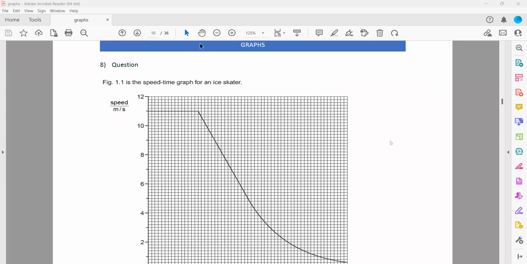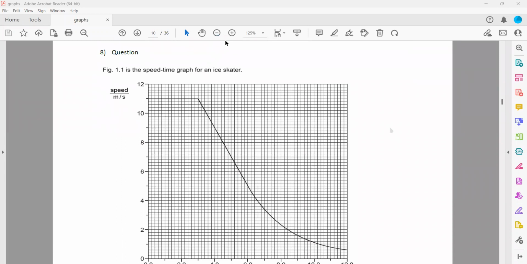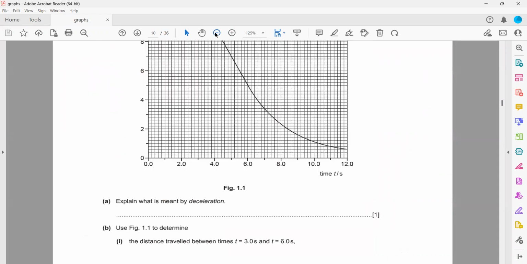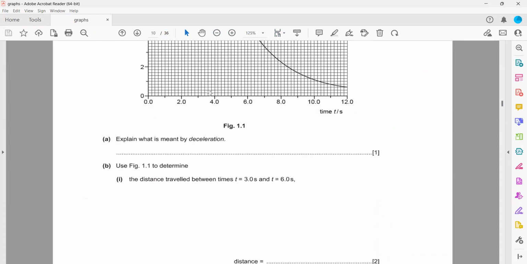In question 8, figure 1.1 is a speed time graph for an ice skater. What is meant by deceleration? What is the meaning of deceleration? Deceleration means decrease in speed per unit time.